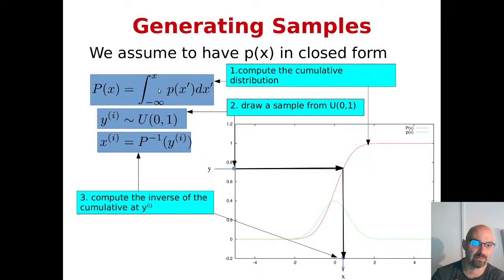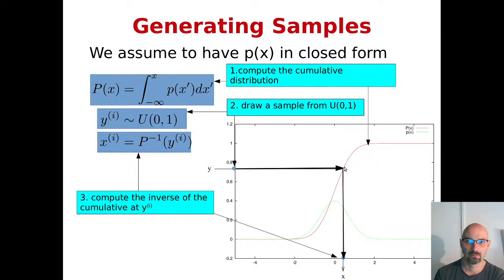So, rewinding: if I give you a density expressed as p of x, you could compute the cumulative distribution, which gives you something like that, a monotonic function. Now, if you want to draw a value from this distribution, you draw a value from the uniform, and then you compute the inverse of the cumulative to get the value for which the cumulative evaluates to the sample drawn from the uniform that you have just extracted.